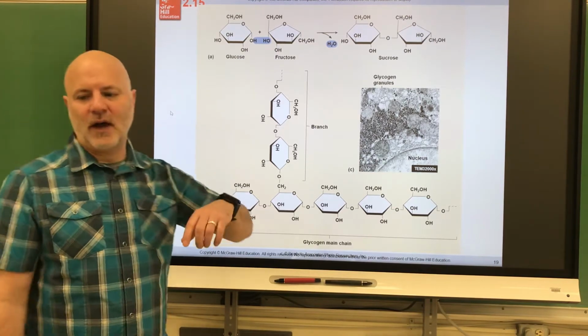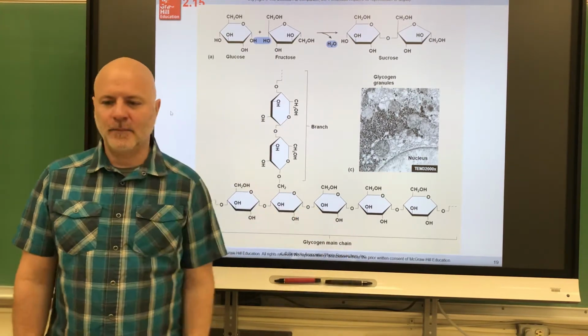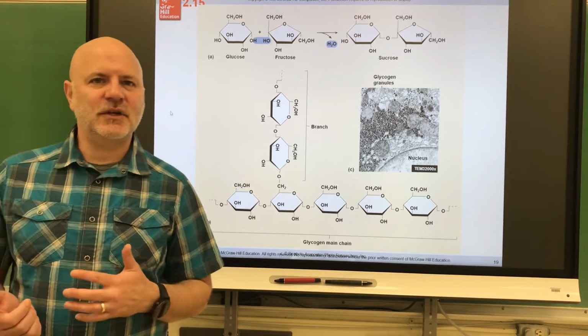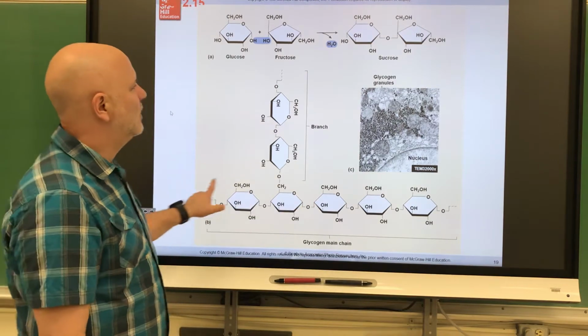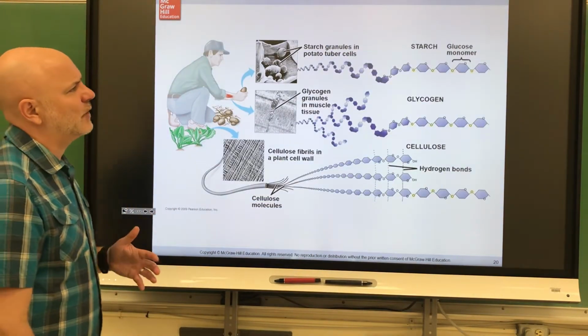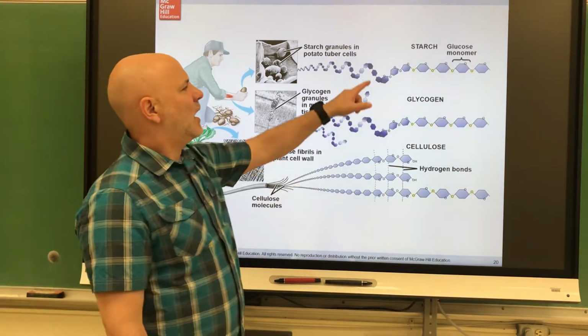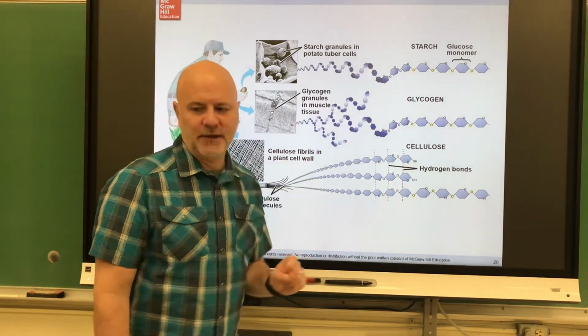Okay, so next are polysaccharides. In polysaccharides, this is showing one of those down here. Polysaccharides are essentially chains of glucose molecules. So they're long chains of glucose molecules. Go to this next picture. This shows the 3 main types of polysaccharides. We see starch and glycogen and cellulose.